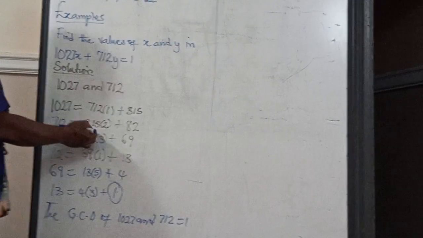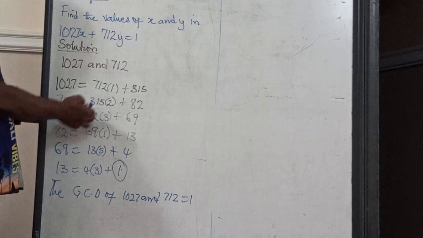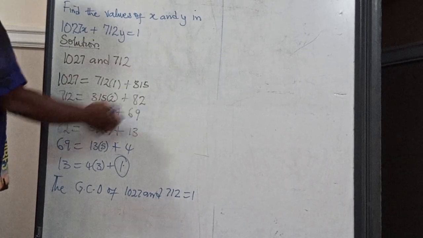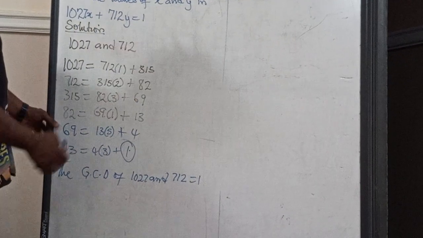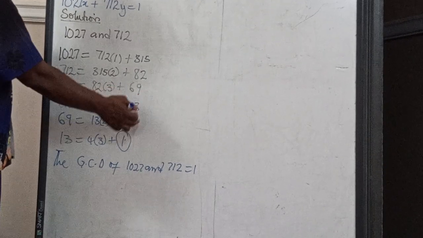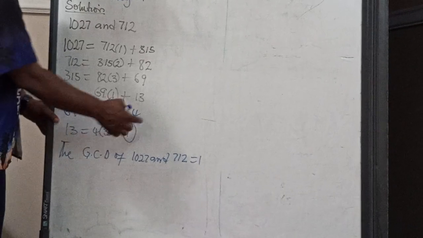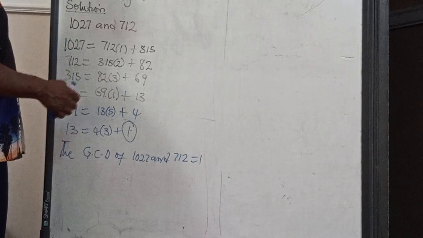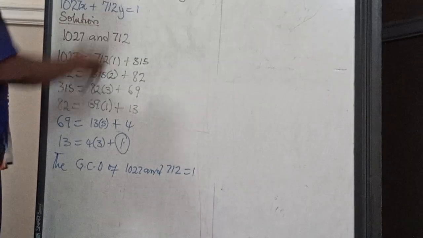In the next line, if you take 315 and 82 and divide 315 by 82, the quotient is 3, remainder 69. Then we take 82 and 69. Dividing 82 by 69, our quotient is 1, remainder 13. If we divide 69 by 13, our answer is 5, remainder 4. If we divide 13 by 4, the quotient is 3, remainder 1. And that simply tells us that the last remainder is the GCD or HCF of these two large numbers, that is 1027 and 712.